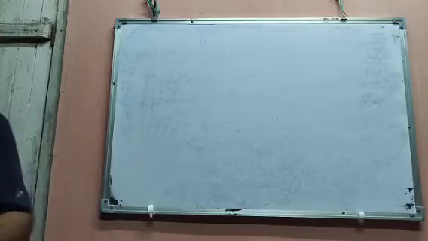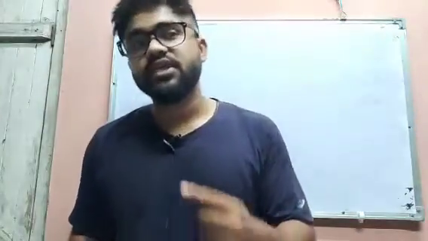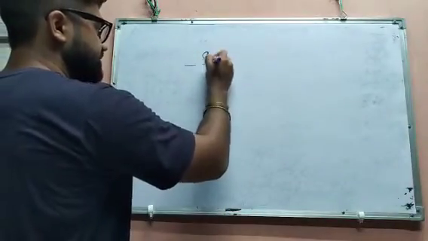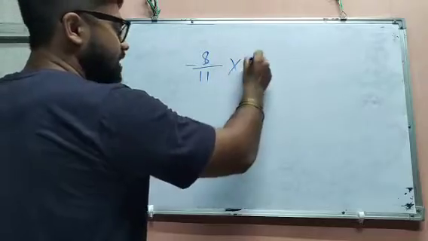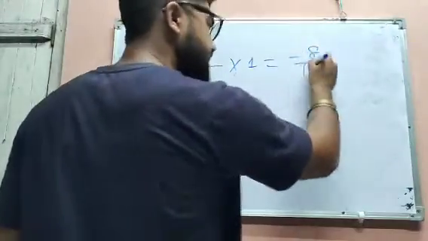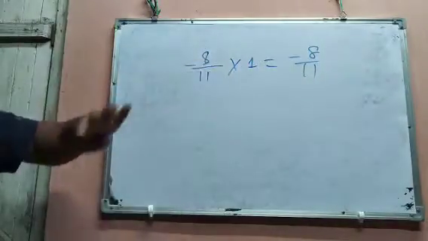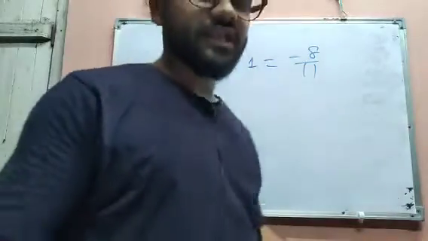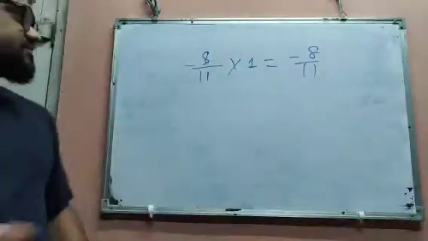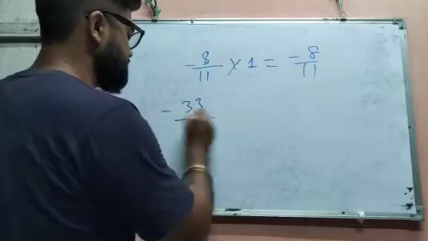That means the product of any rational number with 1. If we multiply any rational number with 1, then we will get the same rational number. Minus 8 by 11 into 1 is always minus 8 by 11. This is known as the multiplicative identity.